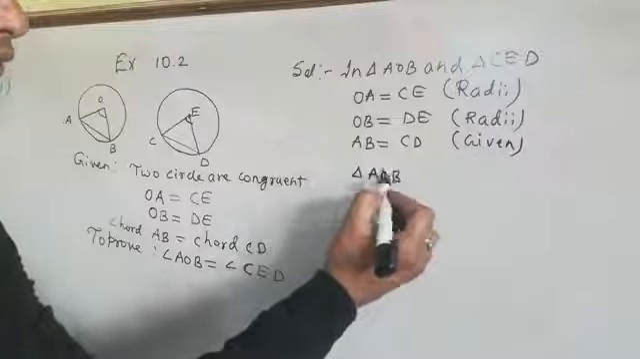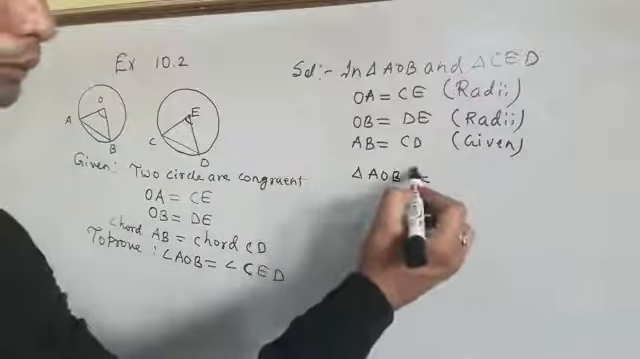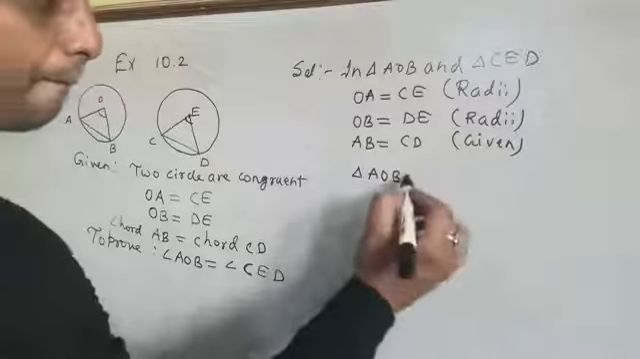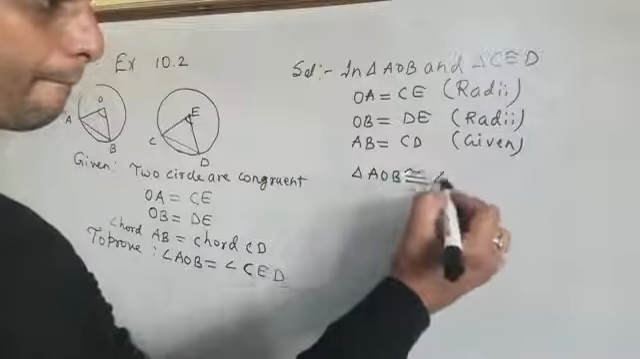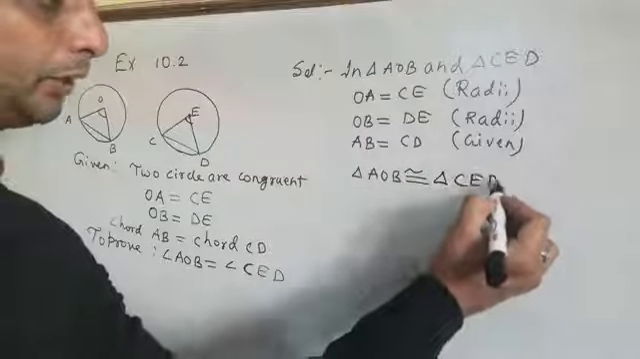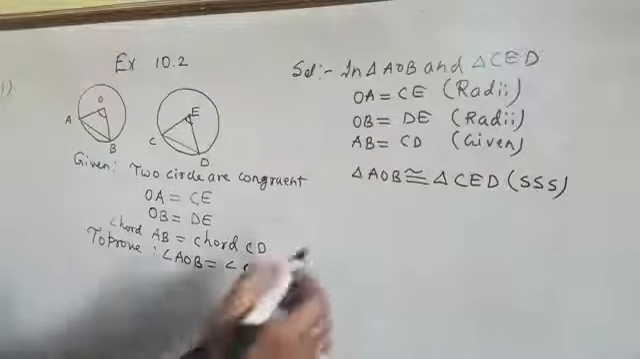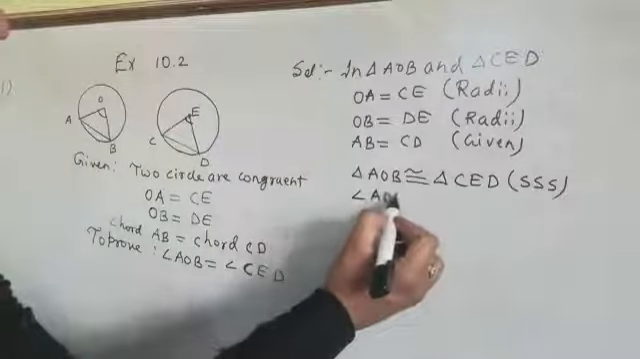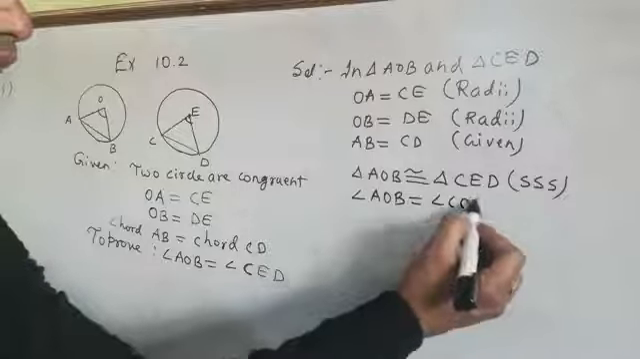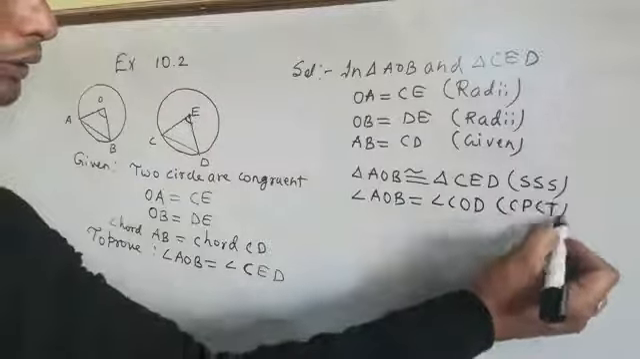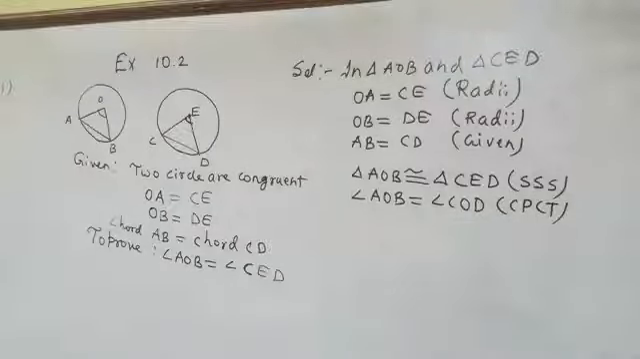Triangle AOB is congruent to triangle CED by SSS. If these two triangles are congruent, then we can say that angle AOB is equal to angle CED by CPCT. I hope you understood. This we were supposed to prove. We proved that angle AOB is equal to angle CED. If two circles have equal chords, then they will make equal angles at the center.